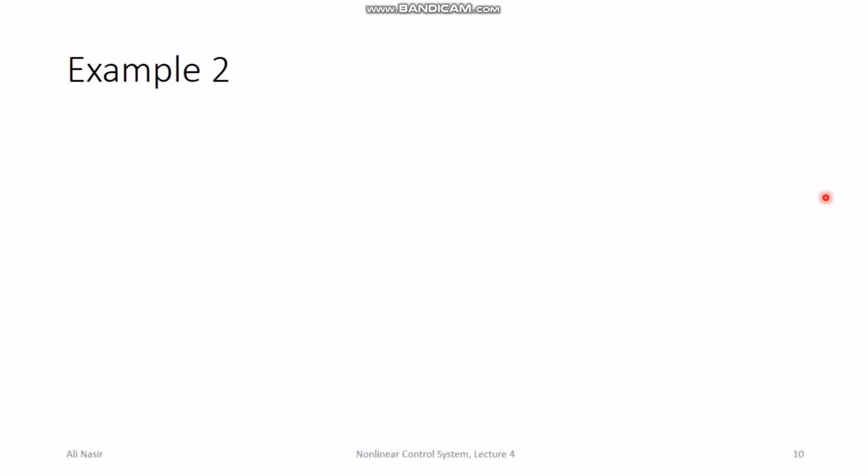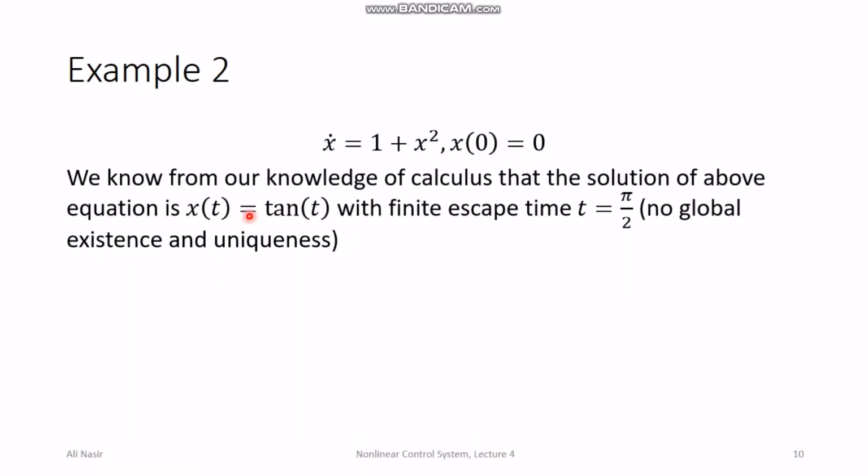Next is the example of a nonlinear scalar system, x dot equal 1 plus x square. X square is a nonlinear term. So let's suppose initial condition is x of 0 equals 0. Then we know from our knowledge of calculus that the solution of this x dot equal 1 plus x square is x of t equal tangent t, and this will have a finite escape time because at time pi by 2 the tangent t will go to infinity and there will be no global existence and uniqueness.